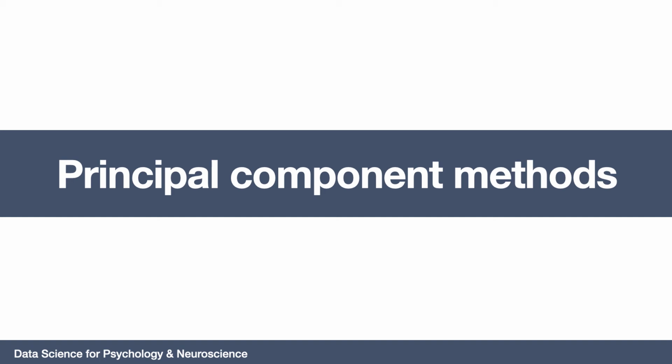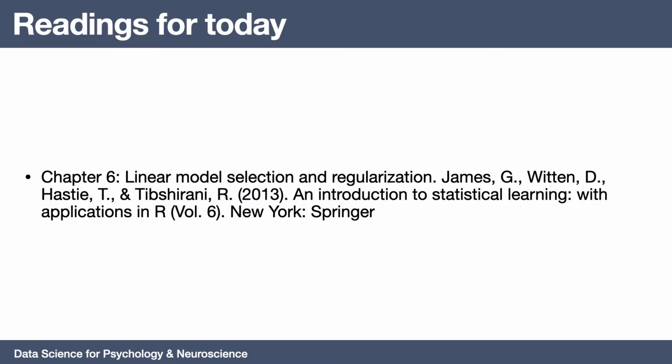In this lecture, we will be going over principal component methods. The reading for this lecture is Chapter 6 in An Introduction to Statistical Learning with Applications in R, titled Linear Model Selection and Regularization. If you have not read this, please pause, go read it, and come back.